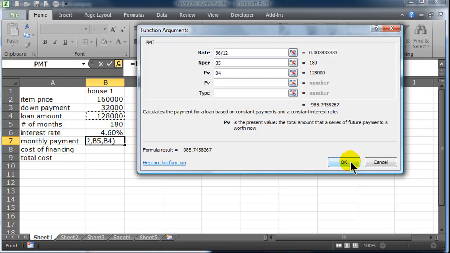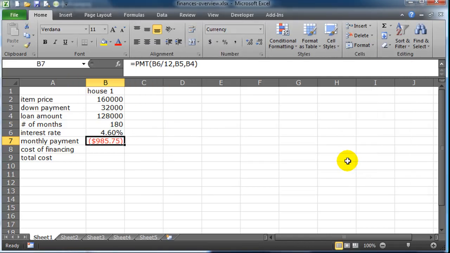And then I'll click OK. There we go. And this is my monthly payment. The monthly payment for my house is just under $1,000. Now notice it's red in parentheses. Excel is telling me that's a negative, and that is actually accurate.